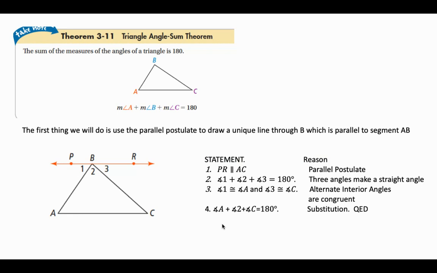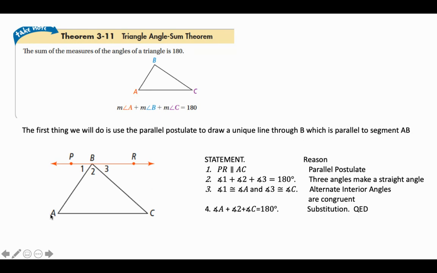So if you see here, the triangle angle sum theorem: the measures of the angles of a triangle sum to 180 degrees. The first thing we're going to do is use the postulate to draw a unique line through B which is parallel to segment AB.